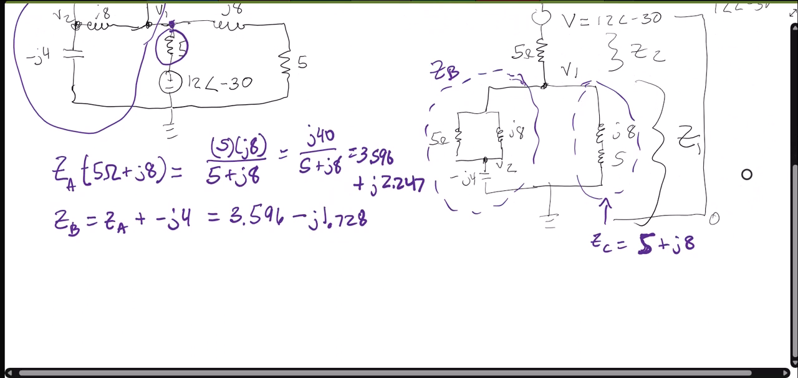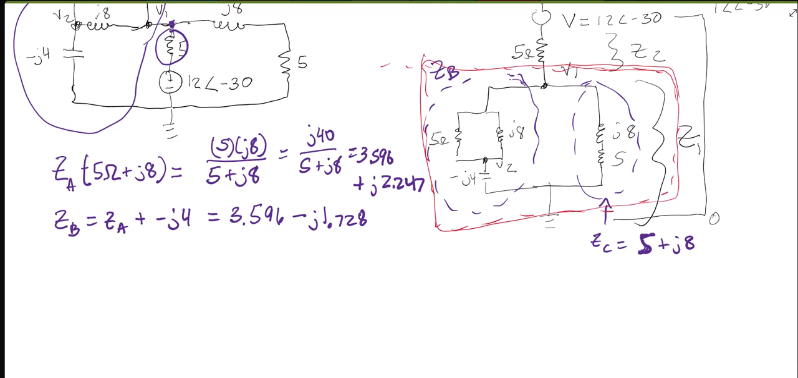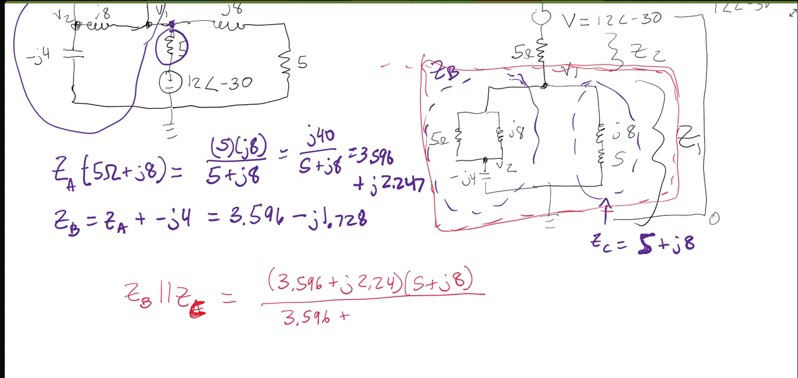So now, to get the impedance of all of this together, I would say the impedance of that whole bottom part is going to be ZB in parallel with ZC, which will be 3.596 plus J2.247 times 5 plus J8, over 3.596 plus J2.247 plus 5 plus J8.